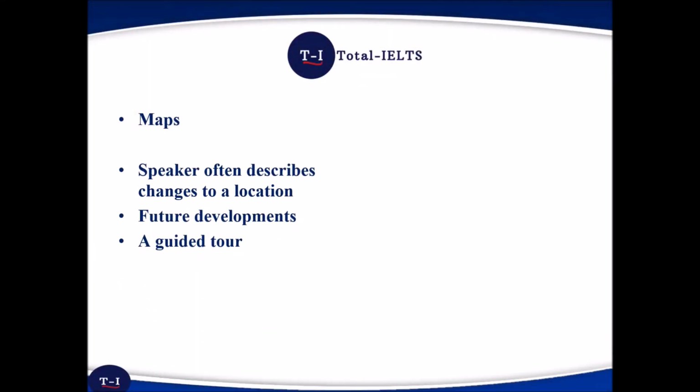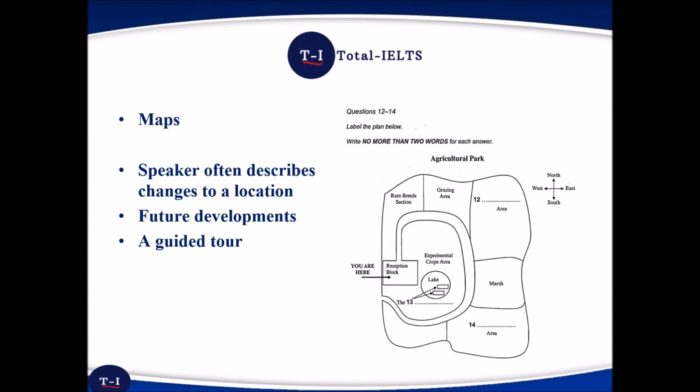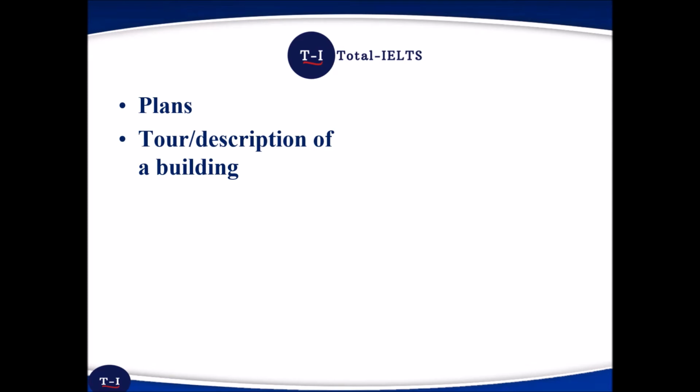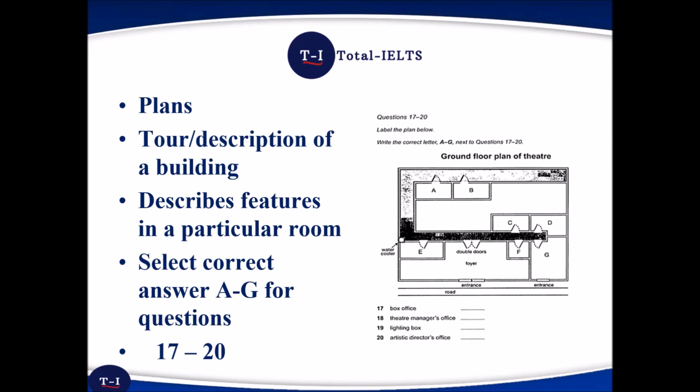As for maps, the speaker will often describe changes to a location, or future developments, or a guided tour. Here, for example, you need to write your answers in the spaces 12 to 14. As for plans, it can be a tour or a description of a building, or describing particular features in a room. And here, for example, you select the answers A to G for the questions 17 to 20.